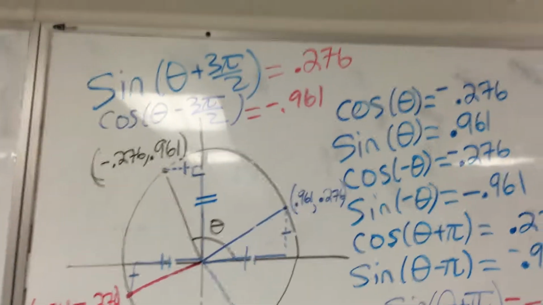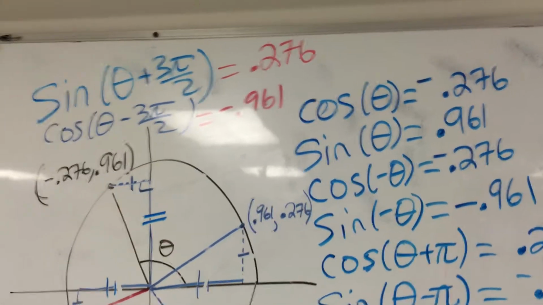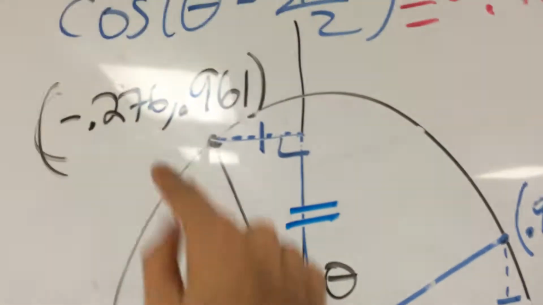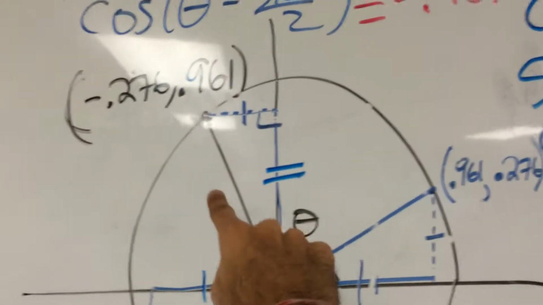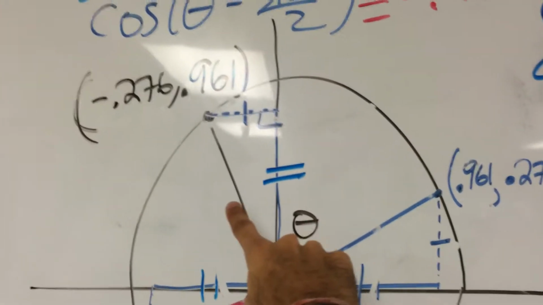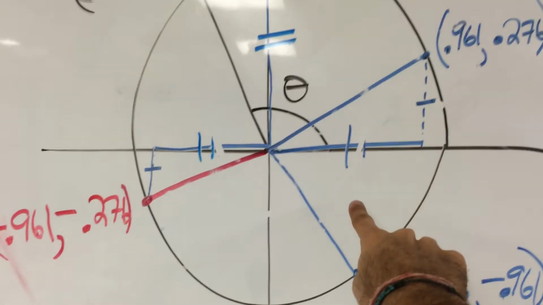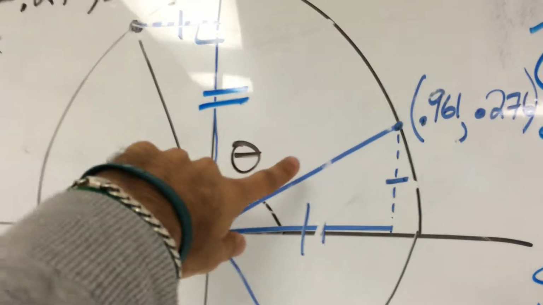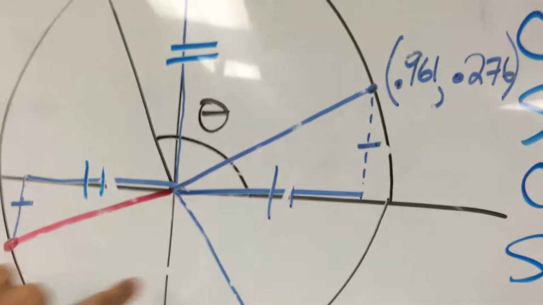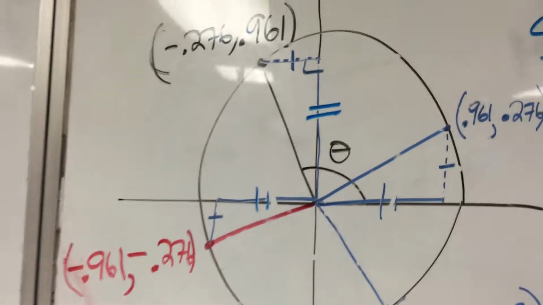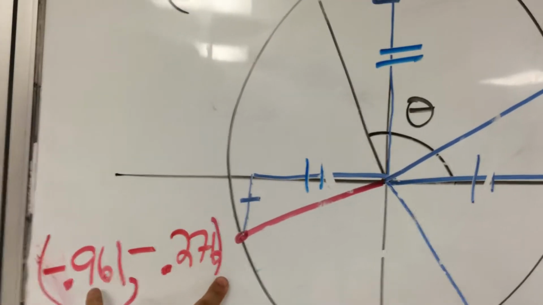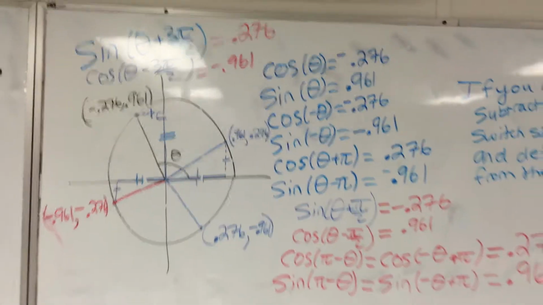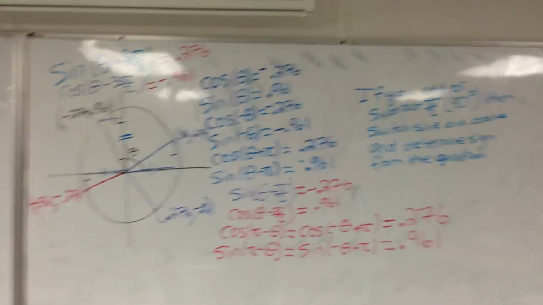And the last one, cosine of theta minus 3 pi over 2. Keyword here is minus, so we start here and we go clockwise. We subtract 90 again, subtract 90 again. We subtract pi over 2, subtract pi over 2 again, subtract pi over 2 again. We get here, they want the cosine, so we get negative 0.961. Let me zoom out so you can see everything. And that's the video.